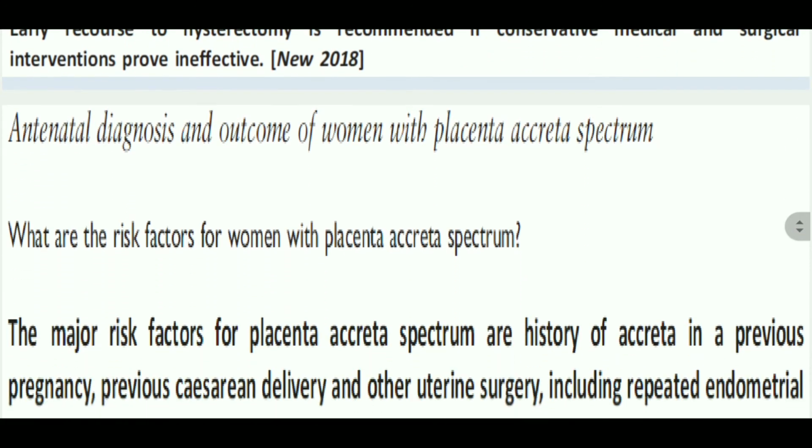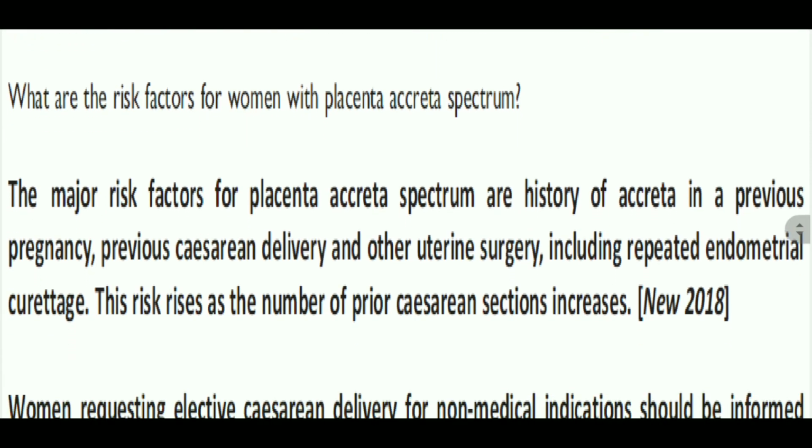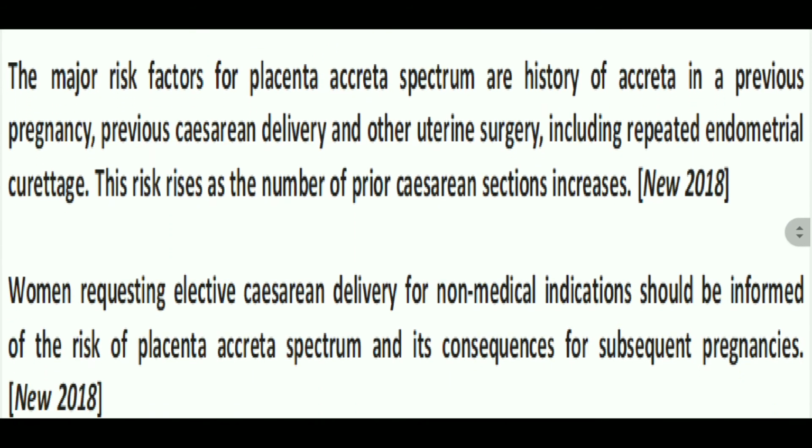Now, coming to the placenta accreta spectrum, okay, antenatal diagnosis and outcome of women with placenta accreta spectrum. What are the risk factors for women with placenta accreta spectrum? Well, the major risk factors for placenta accreta spectrum are, first of all, history of accreta in a previous pregnancy. Secondly, previous cesarean delivery and other uterine surgery, including repeated endometrial curettage. Okay, and this risk rises as the number of prior cesarean sections increases.